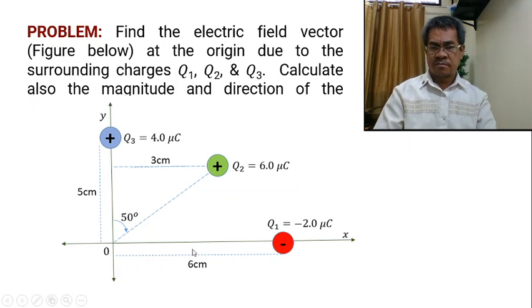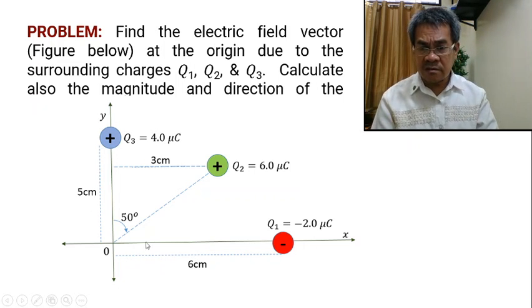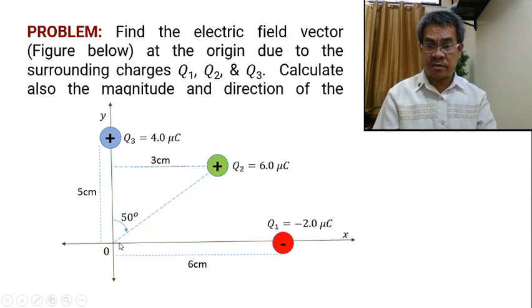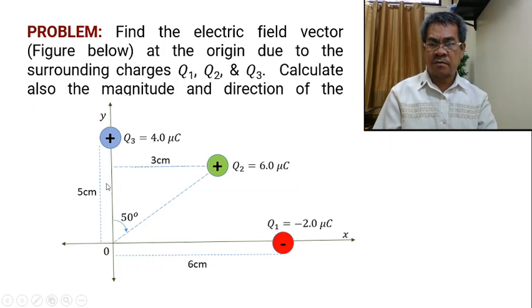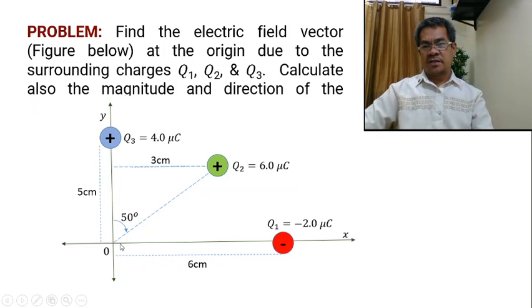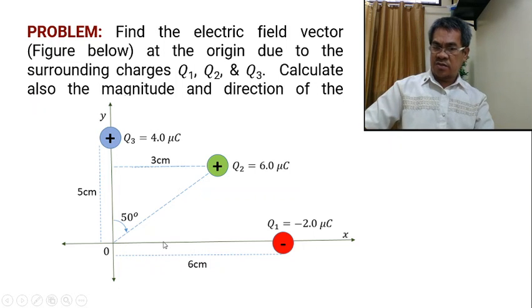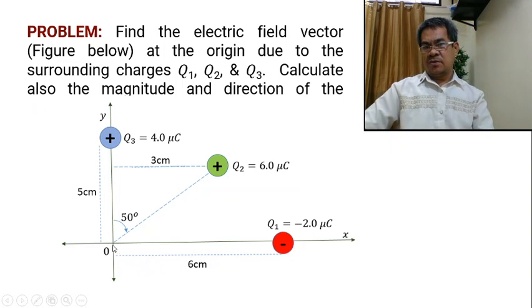Because this is negative and this is positive, the electric field direction follows: for the positive charge, the field is outward, so it should be away from the charge. We have three electric fields. E1 is towards x, E2 is in the third quadrant, E3 is along the negative y. That's it. Then find the vector sum.